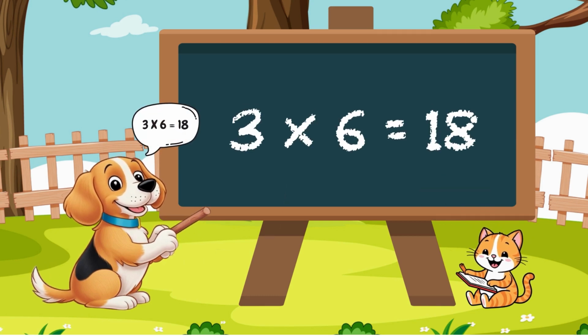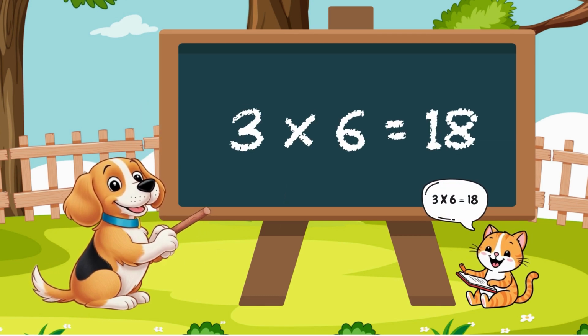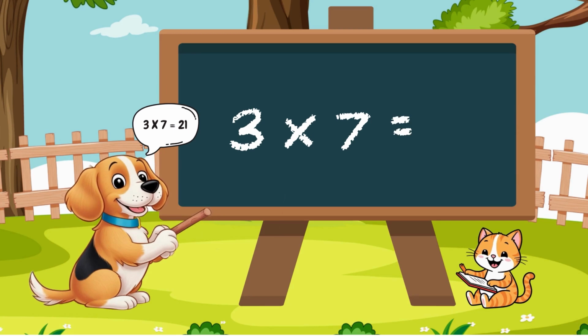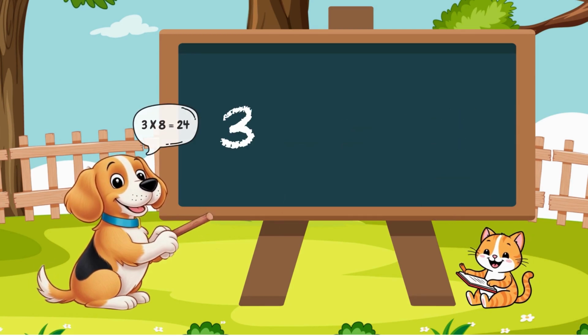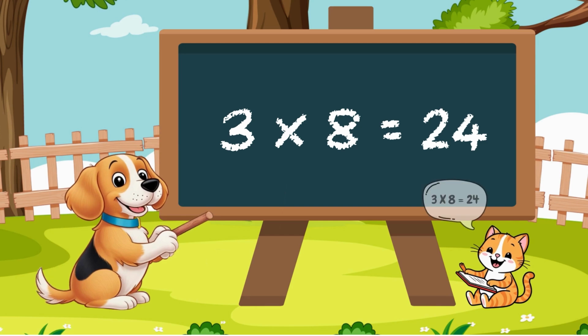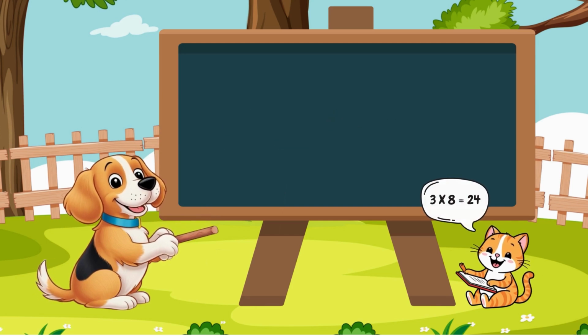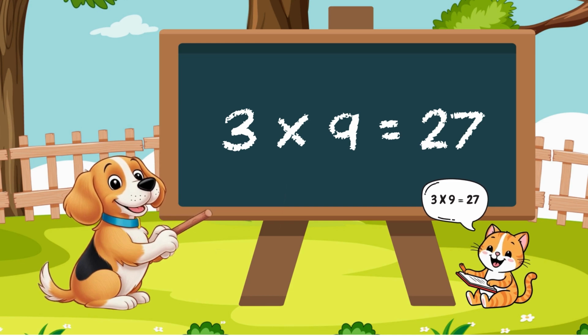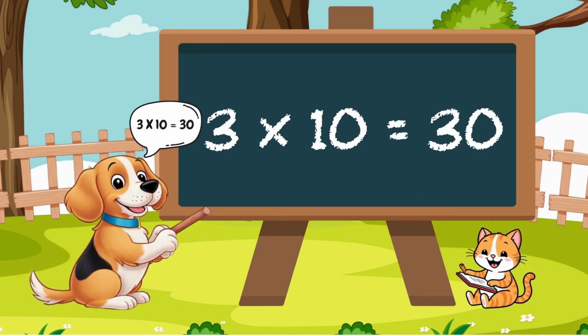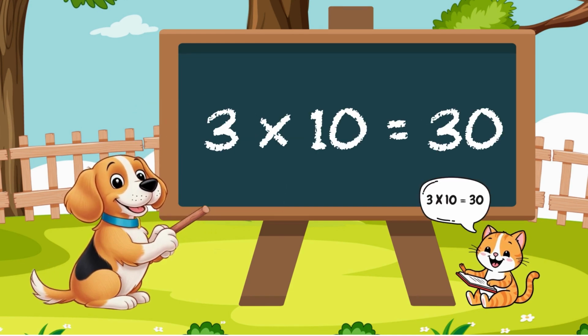Three sixes a 18. Three sevens a 21. Three eights a 24. Three nines a 27. Three tens a 30.